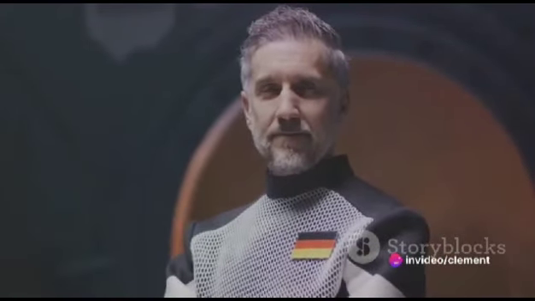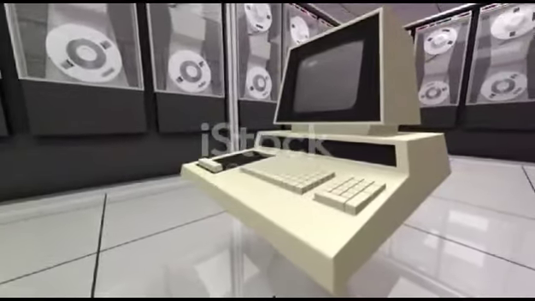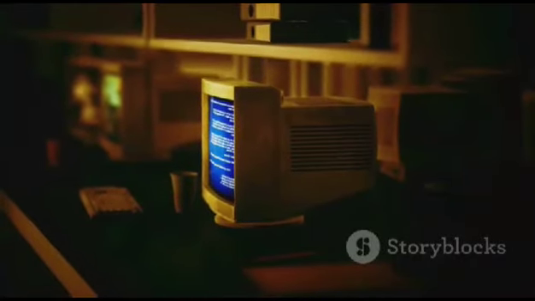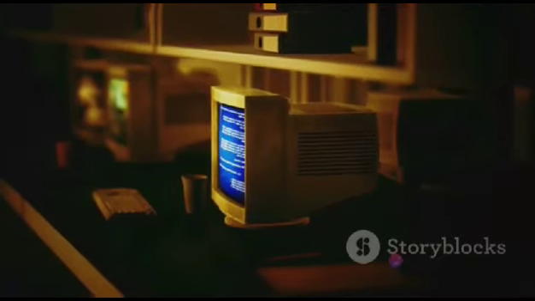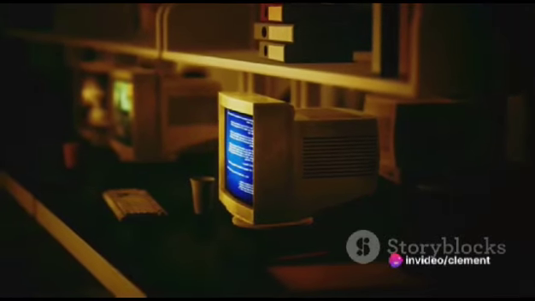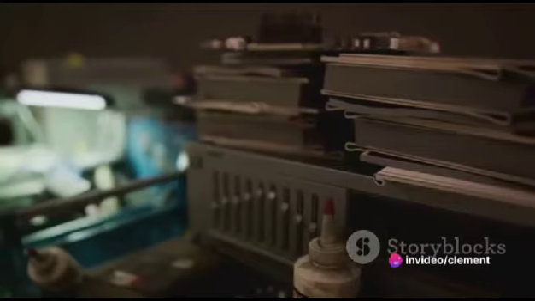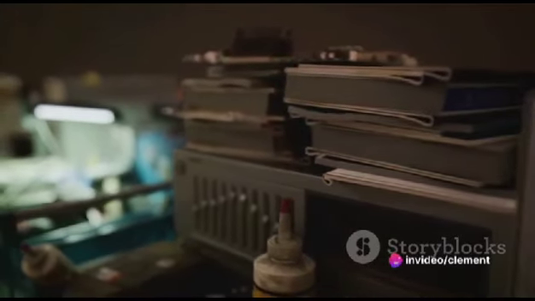Across the Atlantic in the United States came the Harvard Mark I developed by IBM in 1944. This 5-ton monster was 51 feet long and 8 feet high. It was used for a variety of calculations, including those related to the development of the atomic bomb.